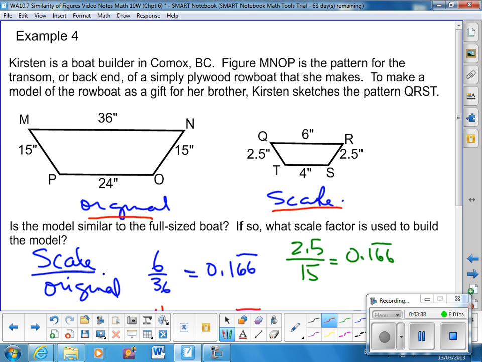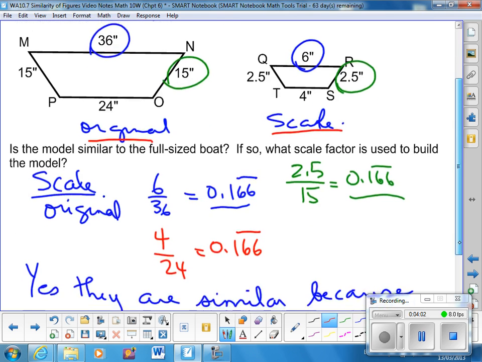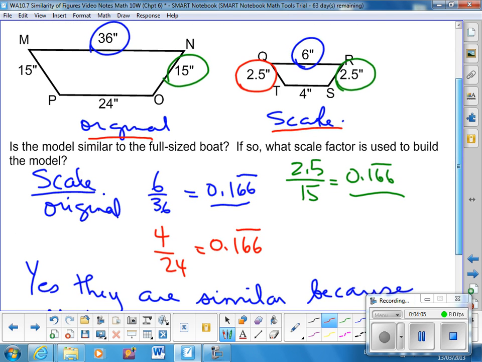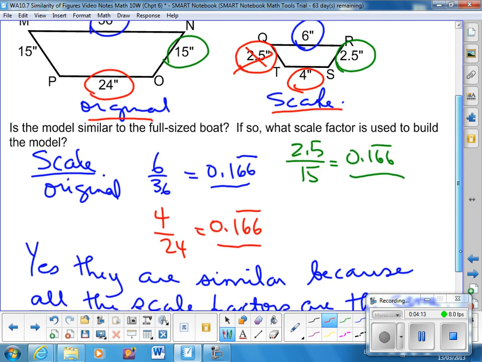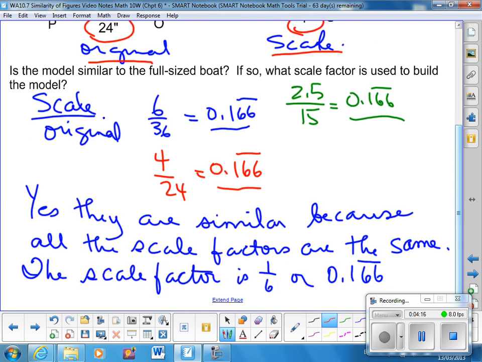So 6 is the scale, 36 is the original, for a scale factor of 0.166 repeating. Okay, the next side, 2.5 to 15, scale over original, also comes out to 0.166 repeating. Third side, 4 to 24 is also 0.166. So yes, they are similar because all the scale factors are the same. The scale factor is 1/6 or 0.16 repeating.